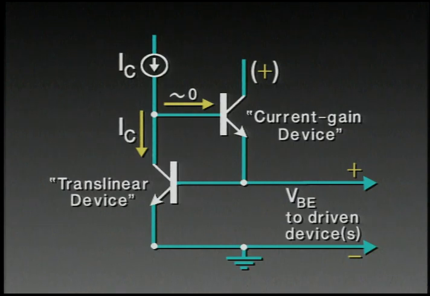Another thing that's happened here usefully is that the collector has been raised by VBE, so we can allow much more voltage drop across the collector resistance in the translinear device before running into saturation problems. Furthermore, we now have a robust node across which we can add further transistors to drive some subsequent part of the circuit.